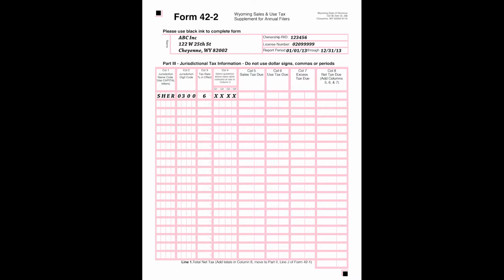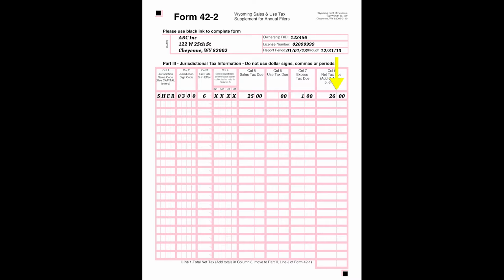The vendor had sales of $416.67 at a tax rate of 6%. So you will then enter the tax of $25 into column 5. In this case, they also had overcollected tax of $1, so the amount of excess tax will be reported into column 7. You will then add columns 5 and 7 together and enter the total of $26 into column 8.